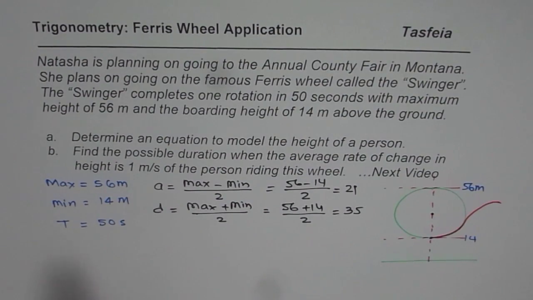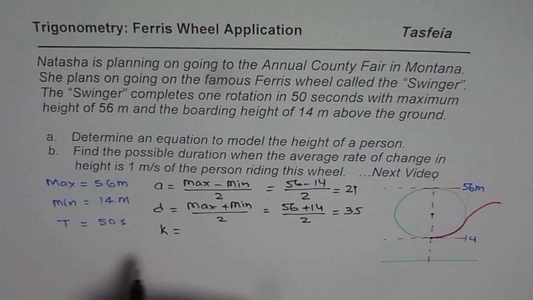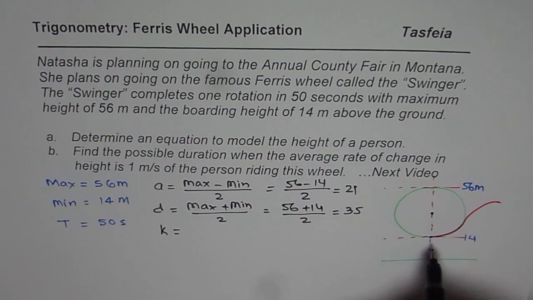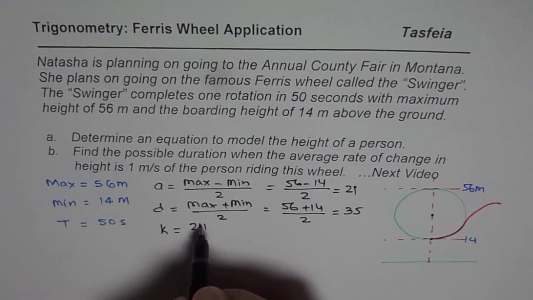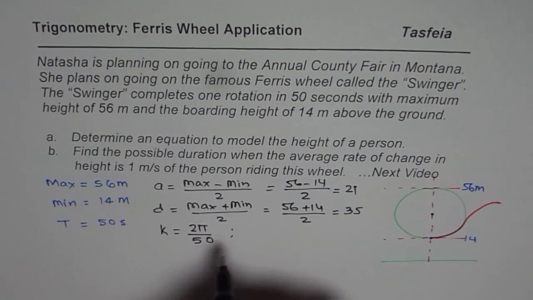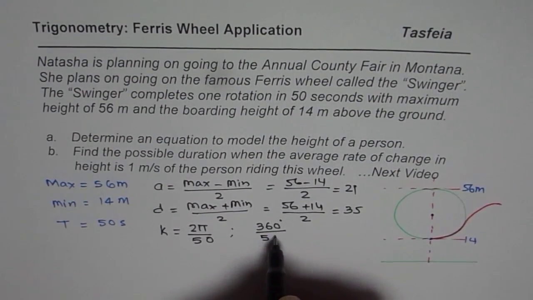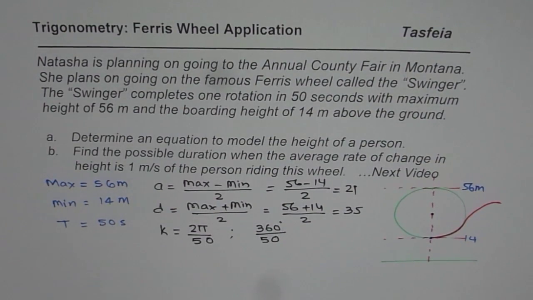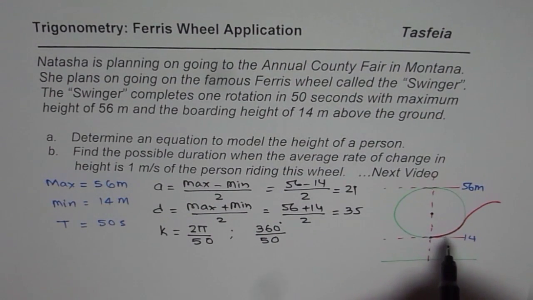Now since we know the time period, we can find the value of k. One full revolution, if we do in radians, will be 2 pi. So it will be 2 pi by time taken, which is 50 seconds. Those of you who are doing in degrees, for them it will be 360 degrees divided by 50, right? So that is the value of k, and that gives us the equation of the cosine function, which represents the height of a person on this Ferris wheel, right?